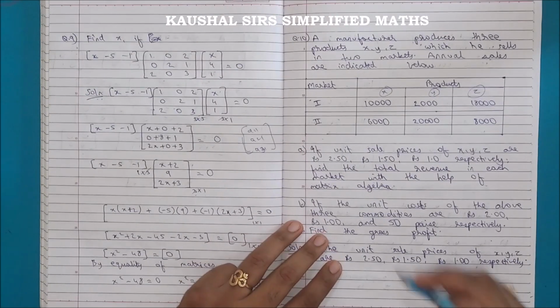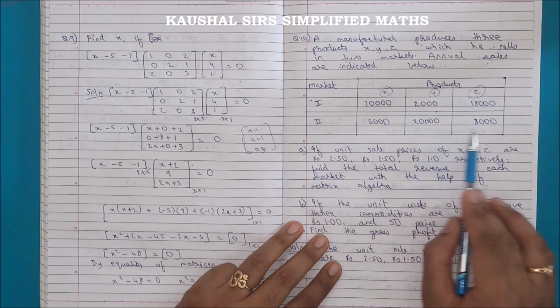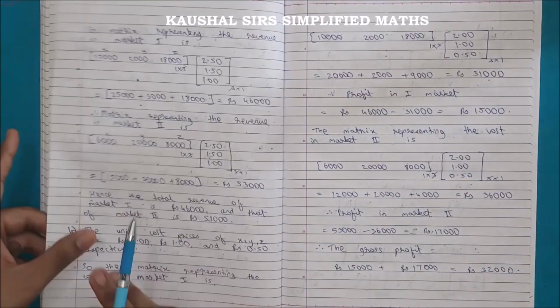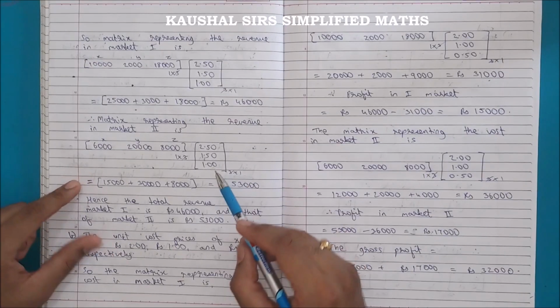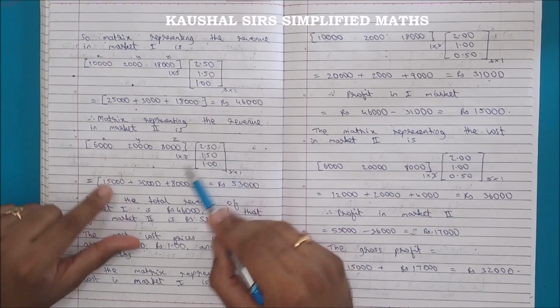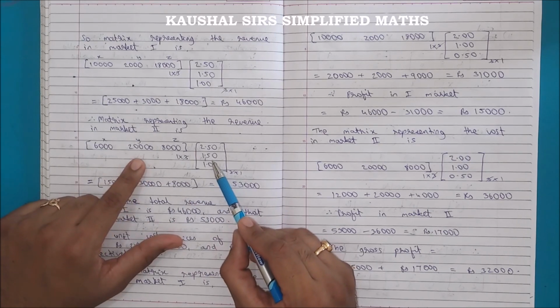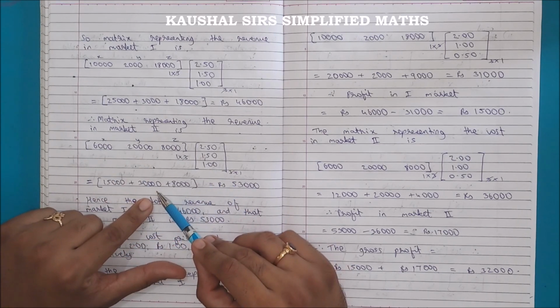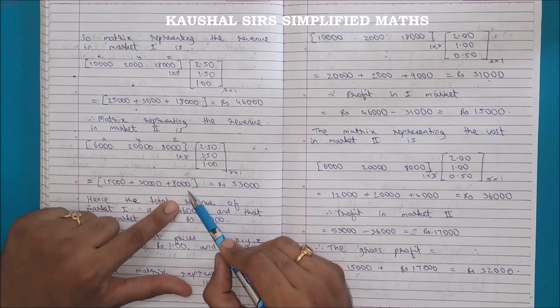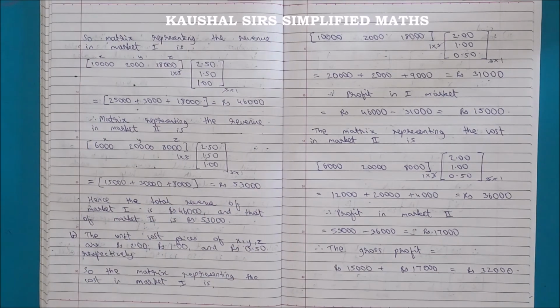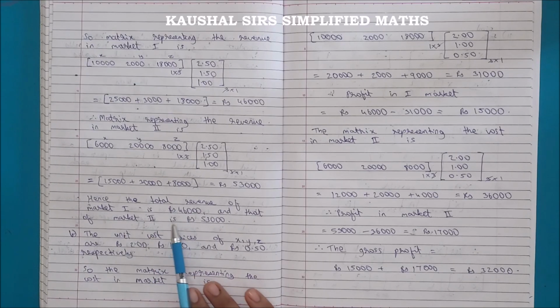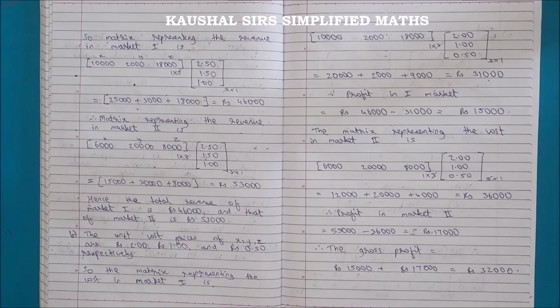तो यहाँ पे जो number of products है वो 6,000, 20,000 and 8,000 that you are going to take in the first matrix और उनके selling price का matrix तो same ही रहेगा. Okay, so here it is. So we are going to get 6,000 into 2.5 which is 15,000 plus 20,000 into 1.5 which is 30,000 and 8,000 into 1 which is 8,000. So you get the total revenue of the market 2 is 53,000. Okay, hence the total revenue of market 1 is rupees 46,000 and that of market 2 is 53,000.